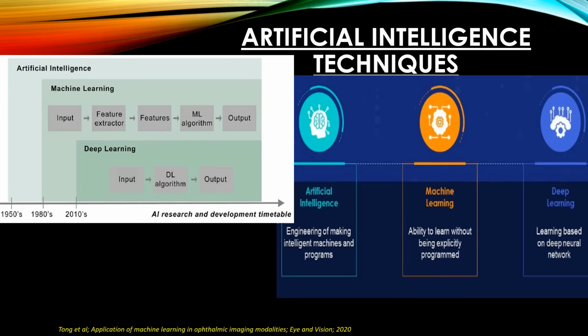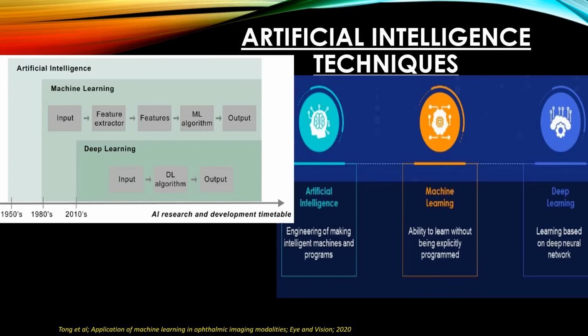So there are various techniques, and we have a superset and then a number of subsets under it. The bigger superset that we have is artificial intelligence. As I told earlier, it is the engineering of making intelligent machines and programs. Under it comes machine learning, where the machines have the ability to learn without being explicitly programmed, that is, there is no supervised learning. They are basically given an algorithm, they process it, and they learn from those algorithms how to do the procedure.